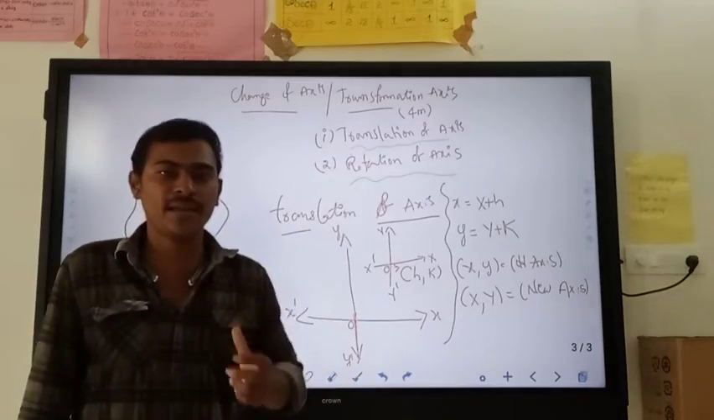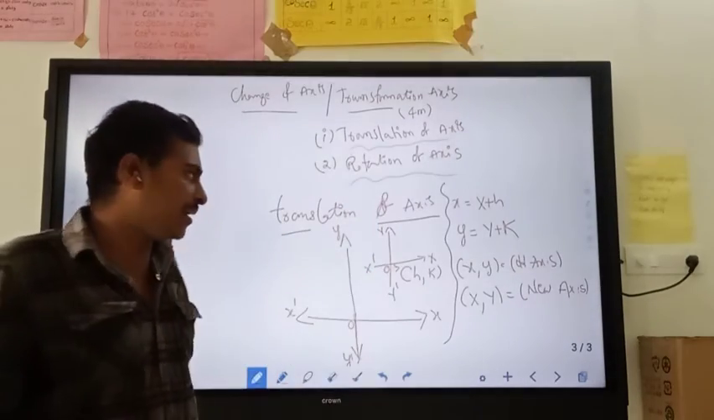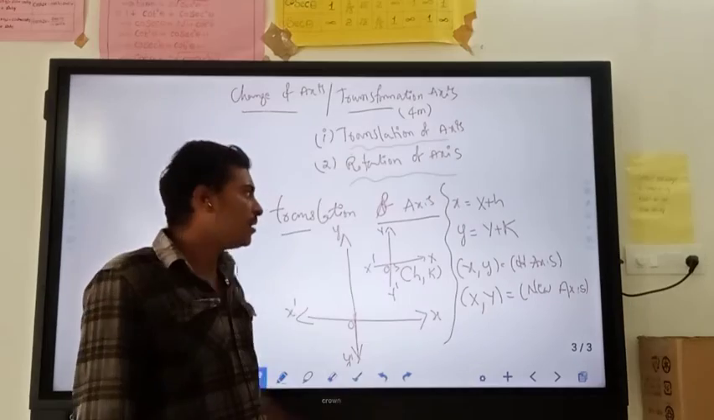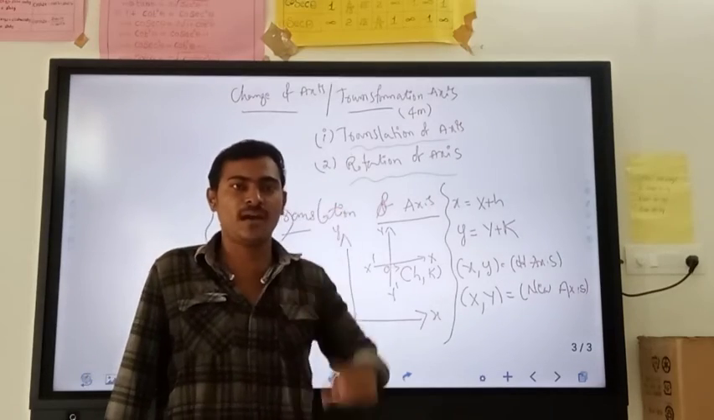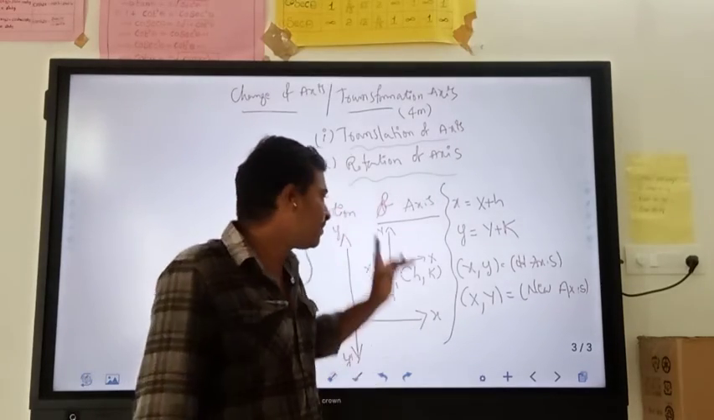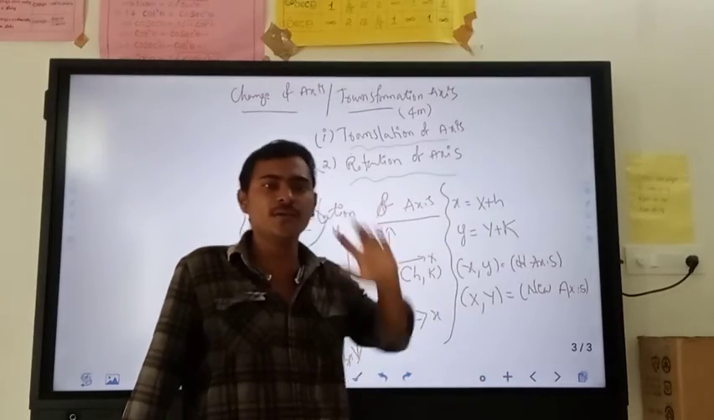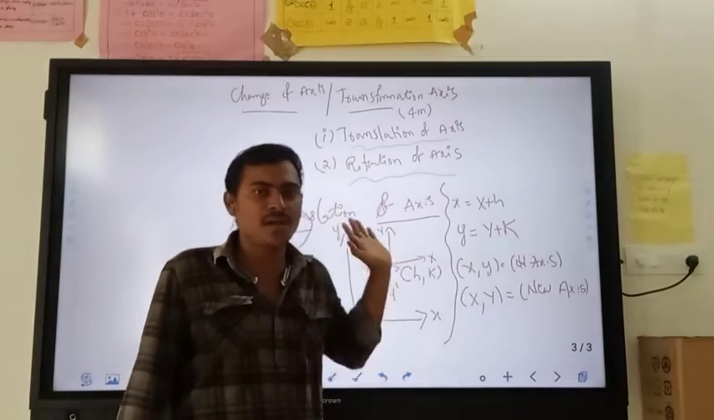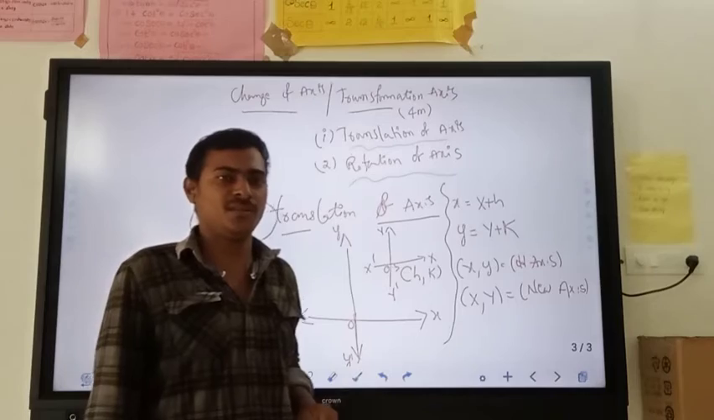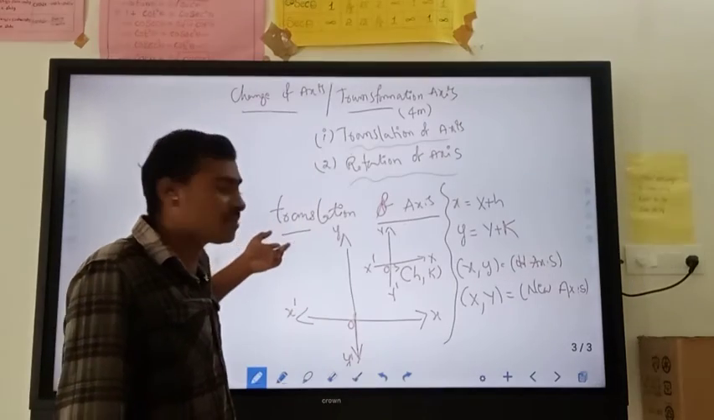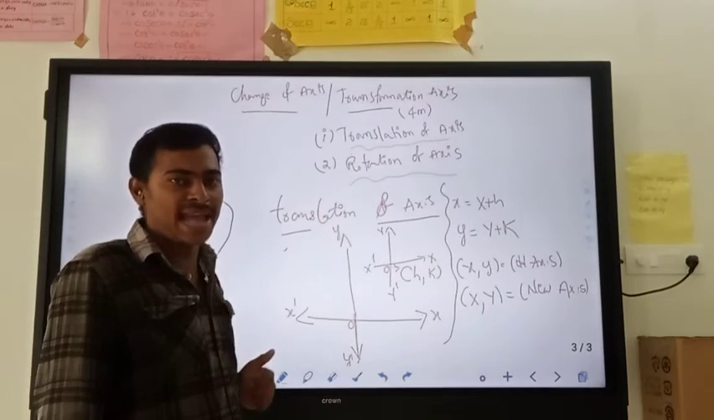The origin shifting point is H comma K. So small x, small y are the original or old axis, and capital X, capital Y are the new axis. Now H comma K is the origin shifted point. This is the translation of axis.